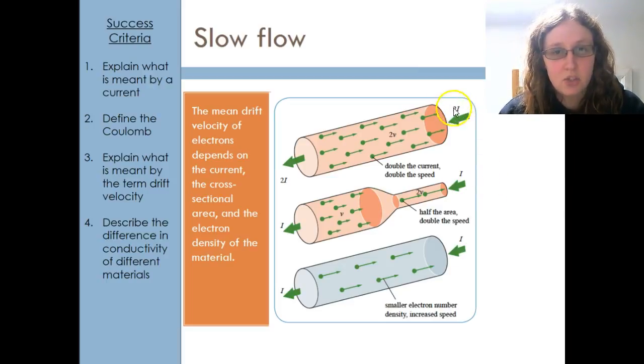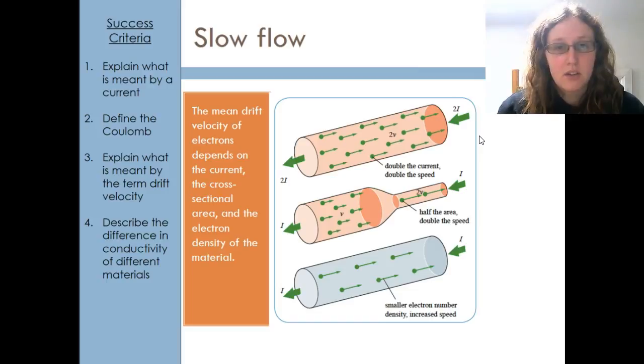In this instance, I've got double the normal current, so I'm going to end up with double the velocity. If we think about our equation, I equals A, N, E, V. A, N, and E stay the same, so they're constants. That means I is proportional to V, so if I double I, I must double V.